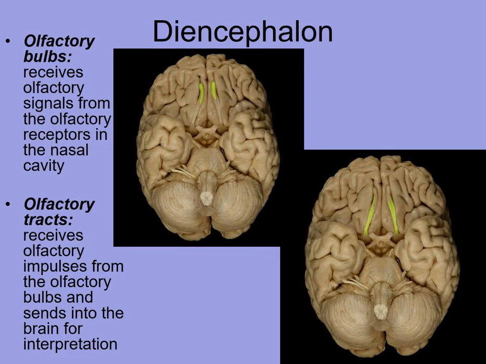The olfactory bulbs, they receive sensory information from the nasal cavity. Olfactory is sense of smell. And then the tracts will take those impulses received from the olfactory bulb and send them to the other sections of the brain to interpret that incoming information.